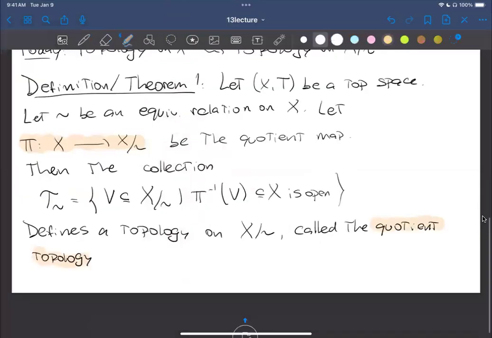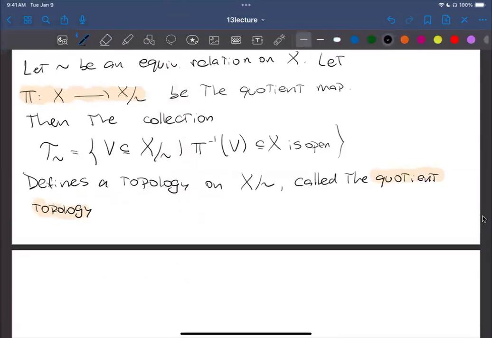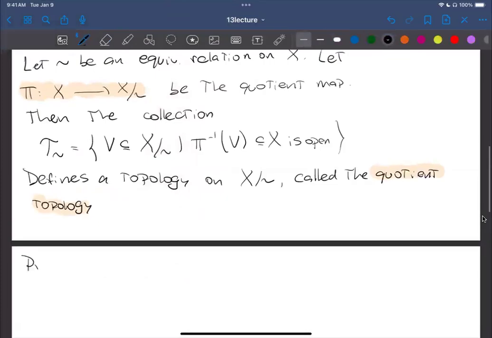So the setup, once again, we have a topological space with an equivalence relation, and we want to prove, well, need to show the three axioms of a topology. We need to verify the three axioms. Maybe let's call this topology axioms.